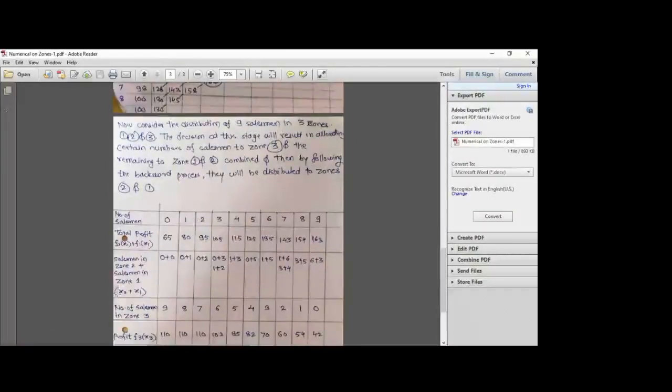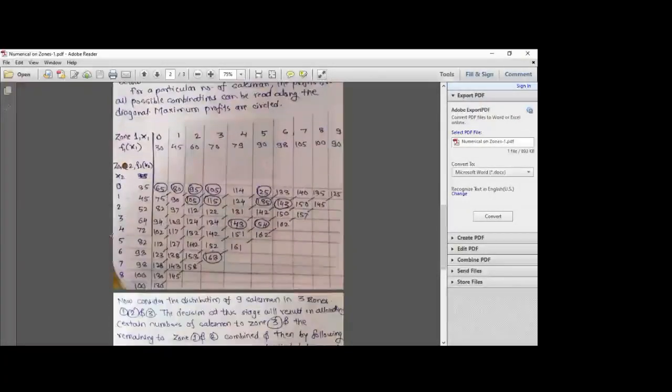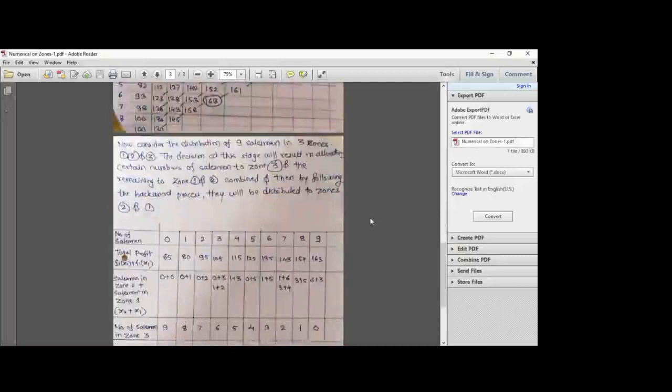What we have to consider is, firstly we are going to consider x2 and then x1. That is, we are going to consider zone 2 first and zone 1 later, so we'll always be writing x2 plus x1. For 65 it was 0 plus 0. For 80 it was 0 plus 1, that I have written.